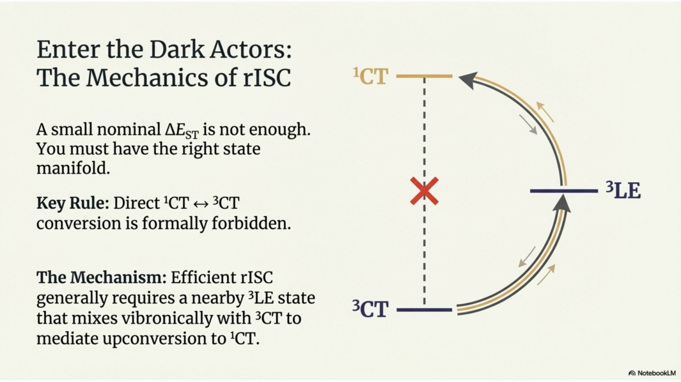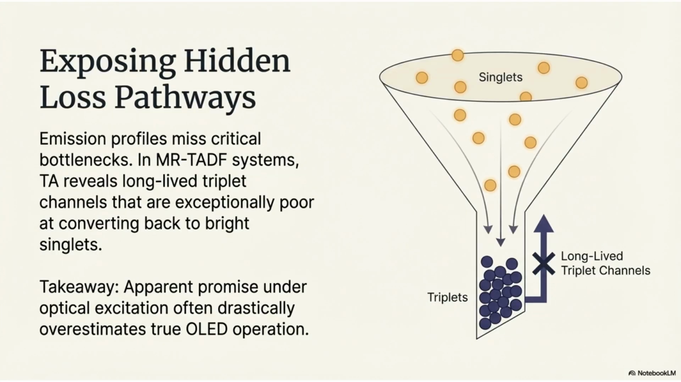To achieve efficient reverse intersystem crossing, a small energy gap is not enough. Direct conversion is forbidden, so the mechanism requires a nearby LE state that mixes with CT to mediate upconversion to CT. TA exposes hidden loss pathways. Emission profiles miss bottlenecks, where long-lived triplet channels are poor at converting back to bright singlets. Apparent promise under optical excitation often overestimates true OLED operation.